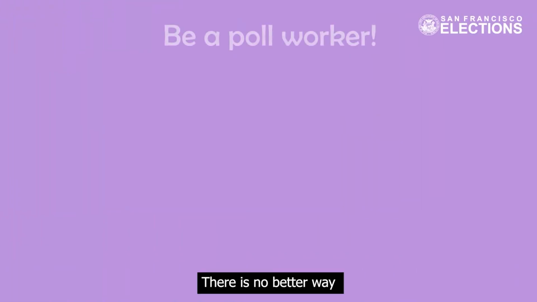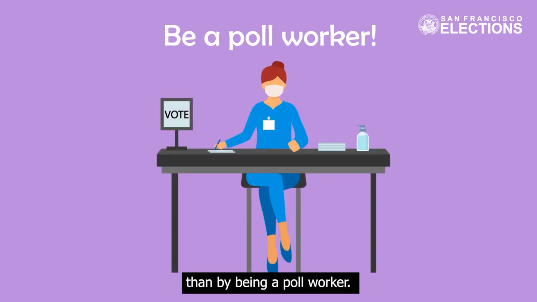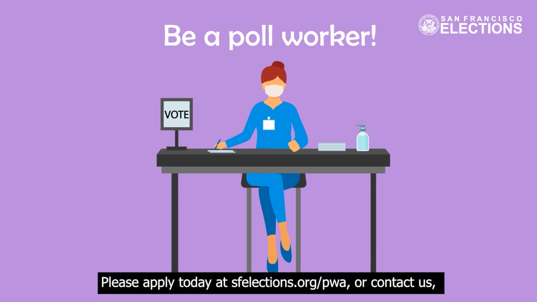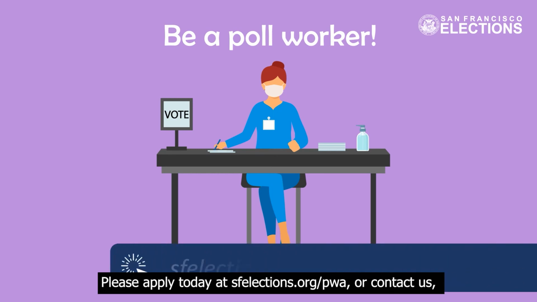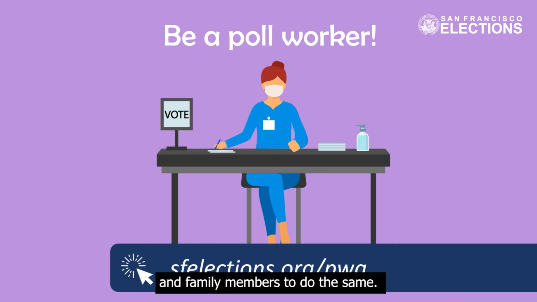There is no better way to fully participate in San Francisco elections than by being a poll worker. In addition to fulfilling a vital role, you could receive a stipend of up to $240. If you are interested in becoming a poll worker, please apply today at sfelections.org/PWA or contact us, and encourage your friends, neighbors, and family members to do the same.